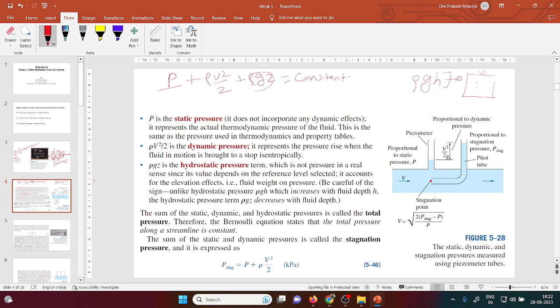Let's say if you take the datum at that location, I will explain what the figure is. And if you take the datum at that location, so this will decrease with the depth, and rho g h will increase. So don't be confused with the hydrostatic concept, whatever you studied in the hydrostatics. So this is the rho g z. Now we move on to the next thing.